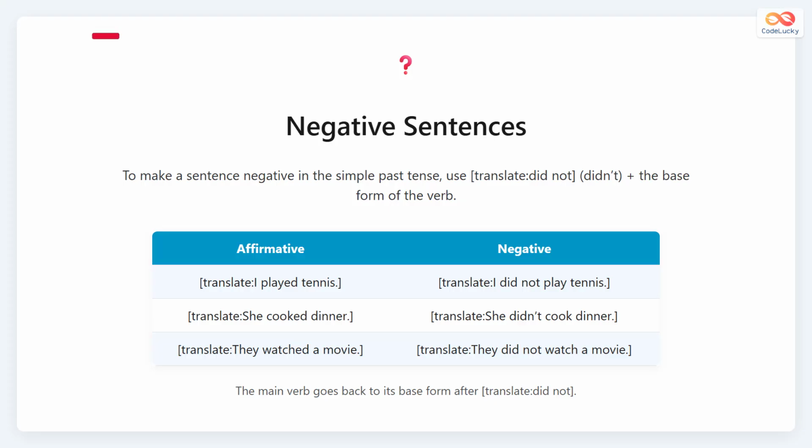To make a sentence negative in the simple past tense, we use did not or the short form didn't, followed by the base form of the verb. For example, "I did not play tennis," or "She didn't cook dinner." When we use did not, we always return the main verb to its base form and do not add -ed again.